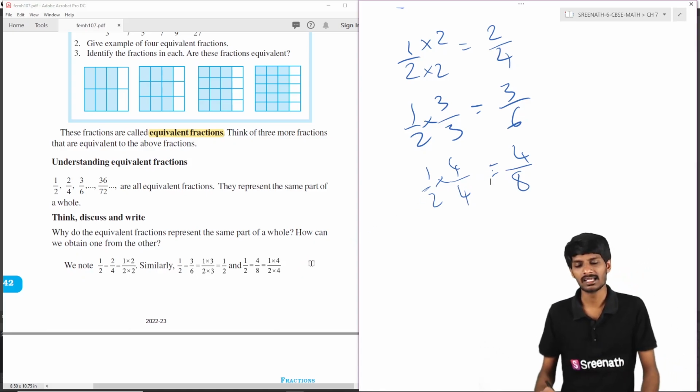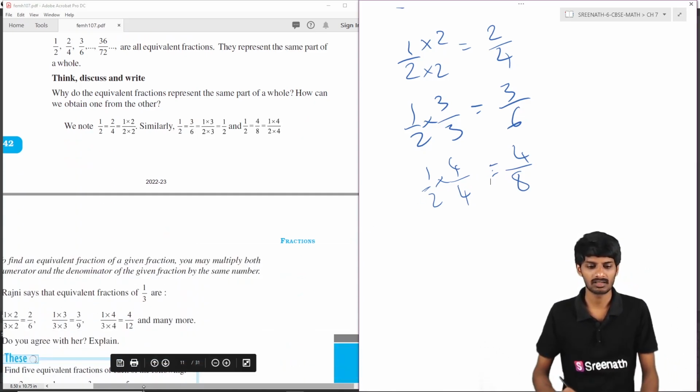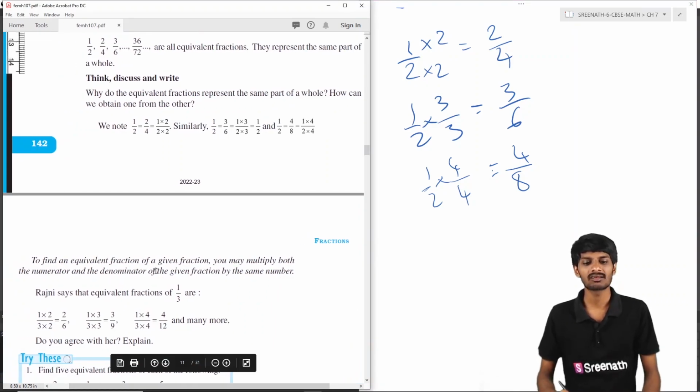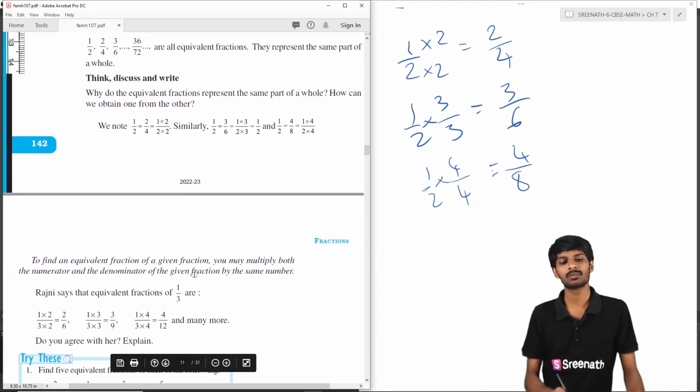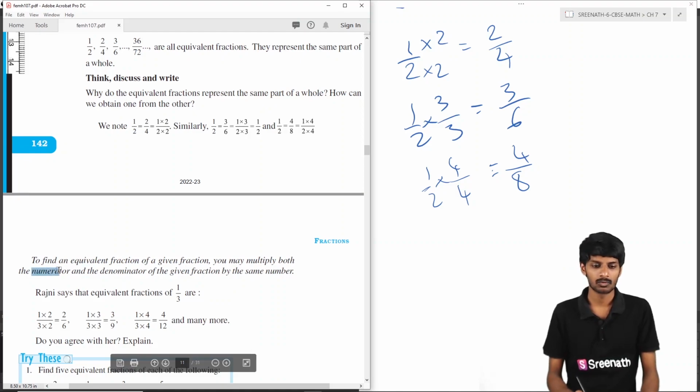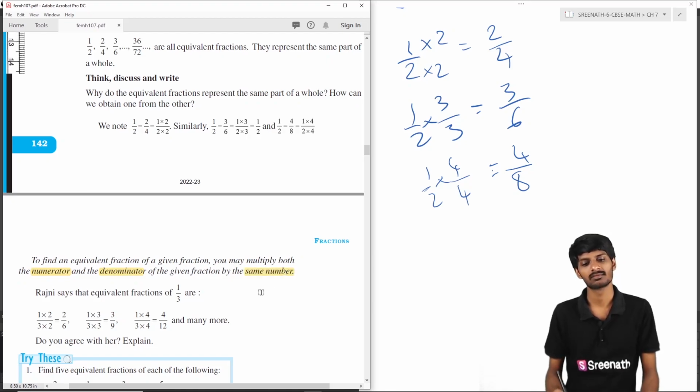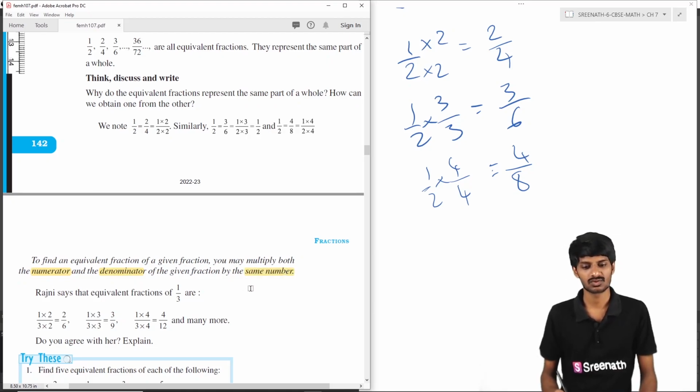That is the relation between equivalent fractions, students. To find an equivalent fraction of a given fraction, you may multiply both the numerator and the denominator of the given fraction by the same number. That is the case, students.